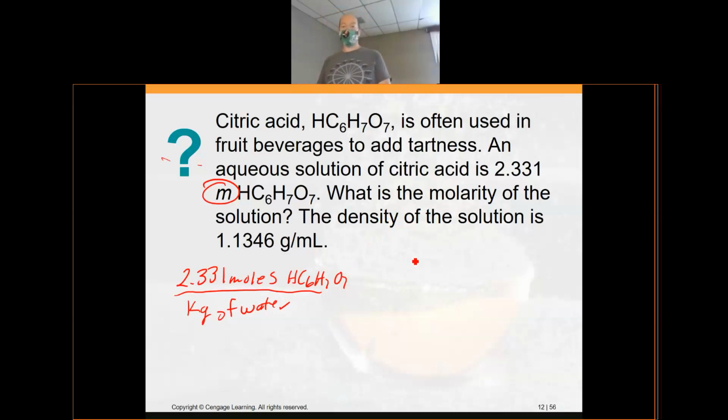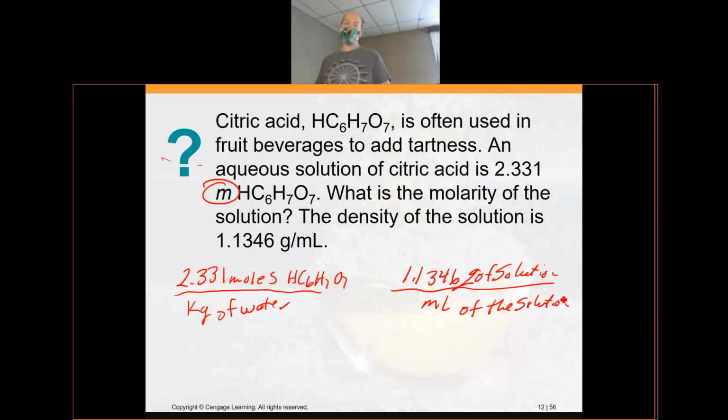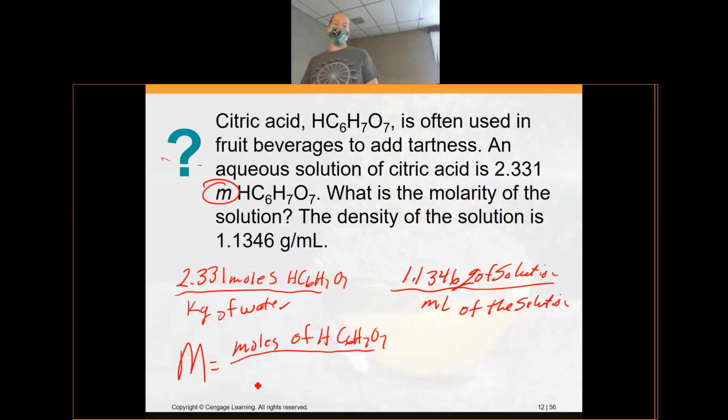And they also give us the density of the solution. So we also know that the density is 1.1346, a heck of a lot of sig figs, grams of the solution divided by the volume of the solution. All right, and now it asks for the molarity of the solution. So molarity, what we're looking for, big M. We need to find moles of solute, which is your citric acid, and now we need the liters of solution.